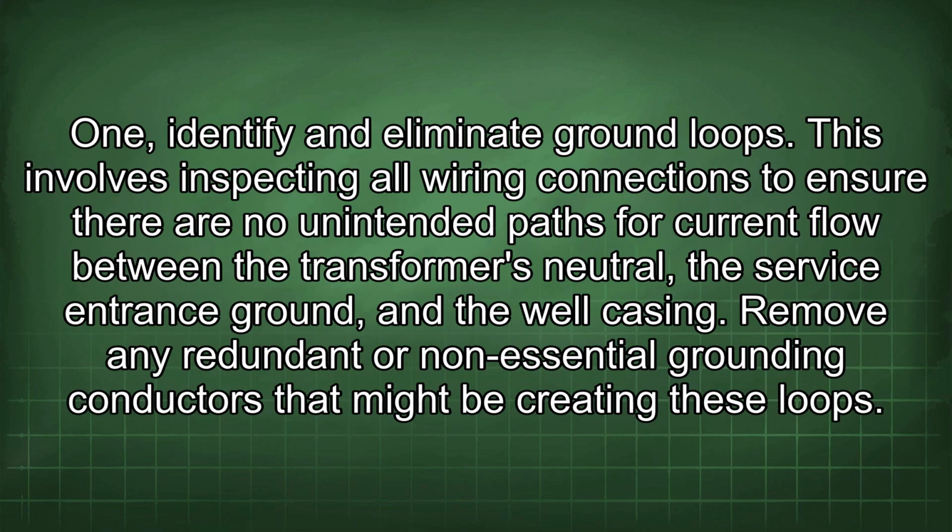1. Identify and eliminate ground loops. This involves inspecting all wiring connections to ensure there are no unintended paths for current flow between the transformer's neutral, the service entrance ground, and the well casing. Remove any redundant or non-essential grounding conductors that might be creating these loops.